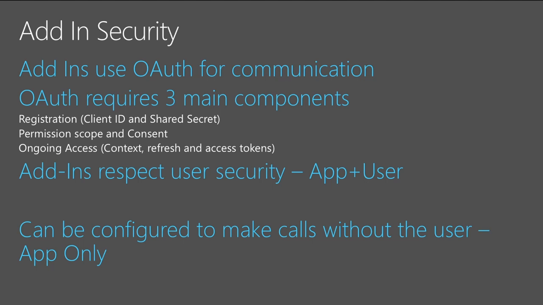The other part of it is the permissions. The permissions have to do with what is it that you're actually asking to do. In some cases, you're not asking to do anything, right? I just want to authenticate. But in other cases, I might need access to a list. I might need access to a web or a site collection. So that's where the permissions and scopes come in. And the consent is being able to say, yes, I accept it, or no, I do not. So yes is part of that consent process.